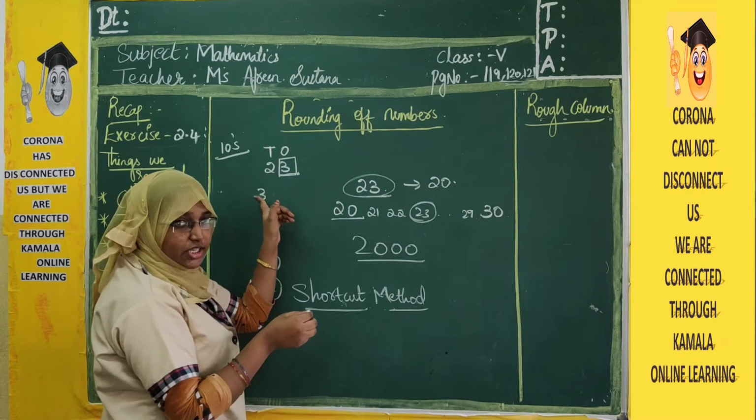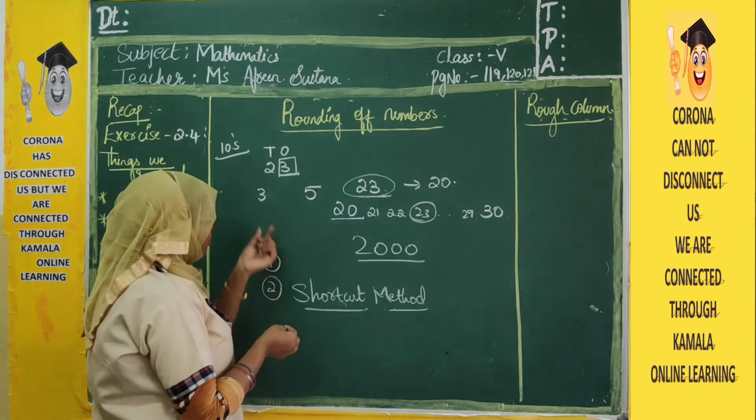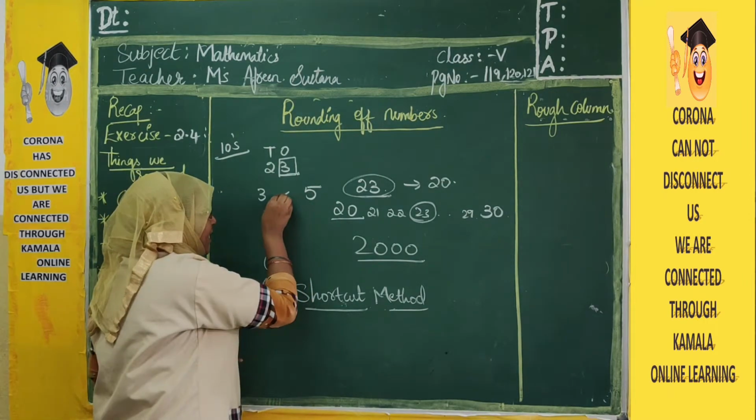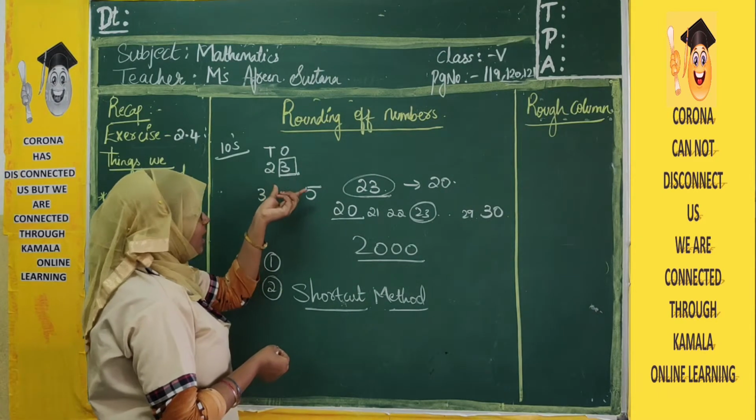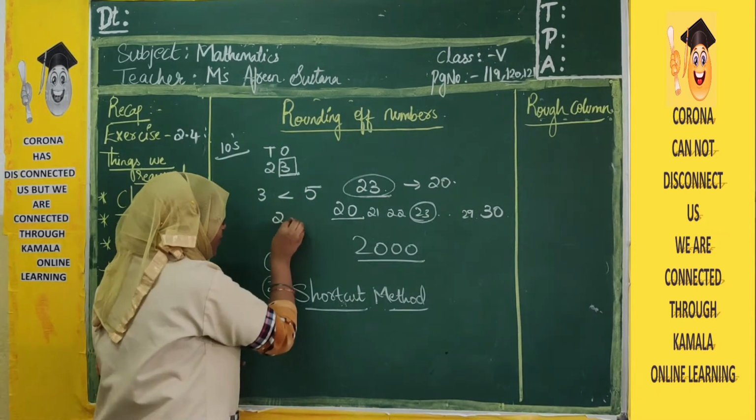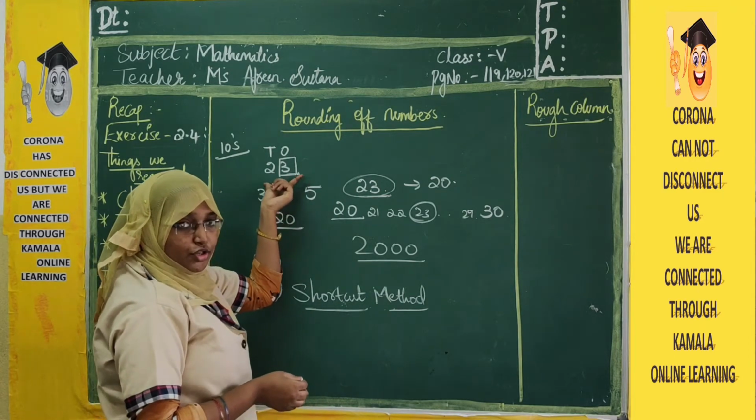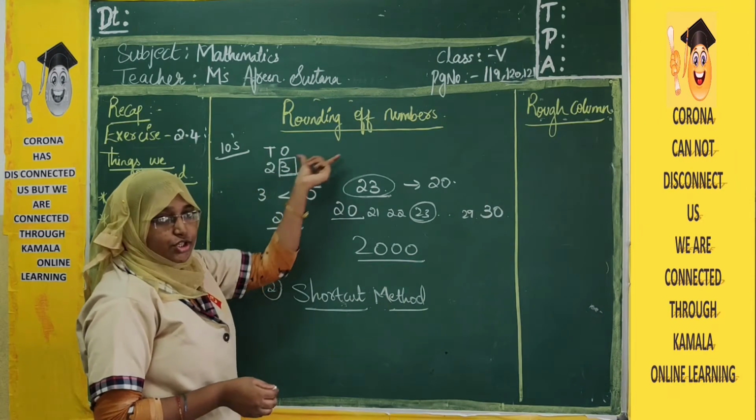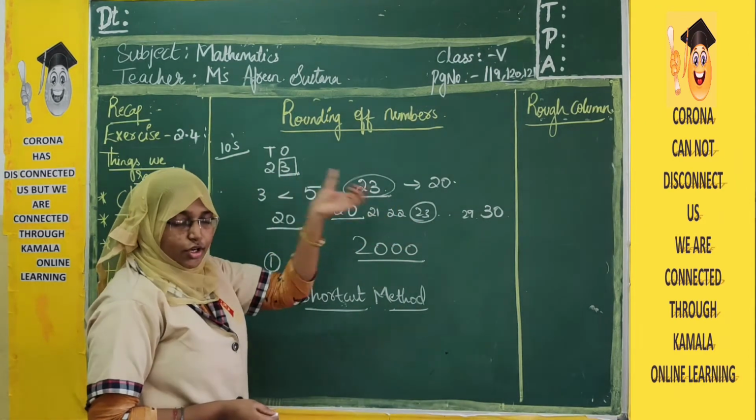You will compare the digit at the ones place with 5. Now you see, 3 is less than 5. So 23 is rounded down, that is to 20. To know this, first of all, we should know the given number lies between which two numbers, right? If it is given in tens, 20 to 30.